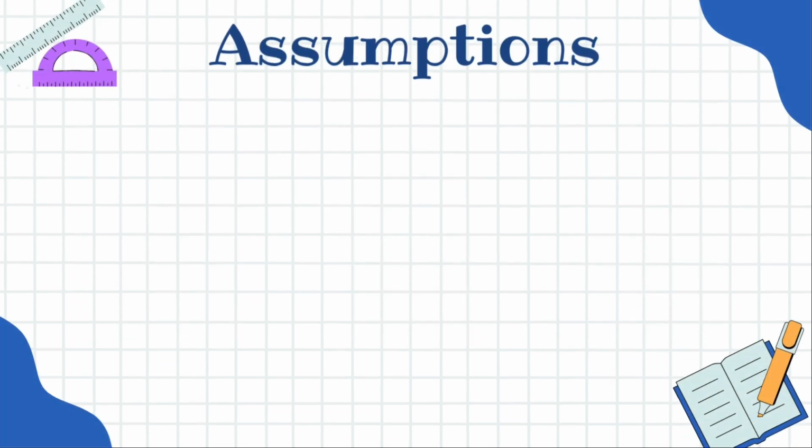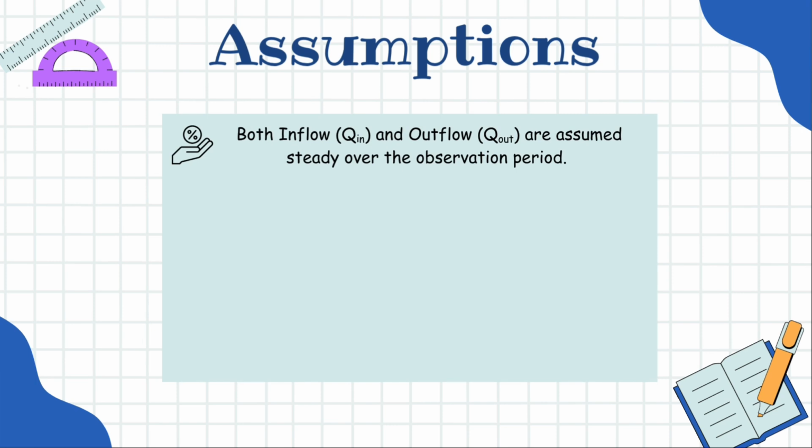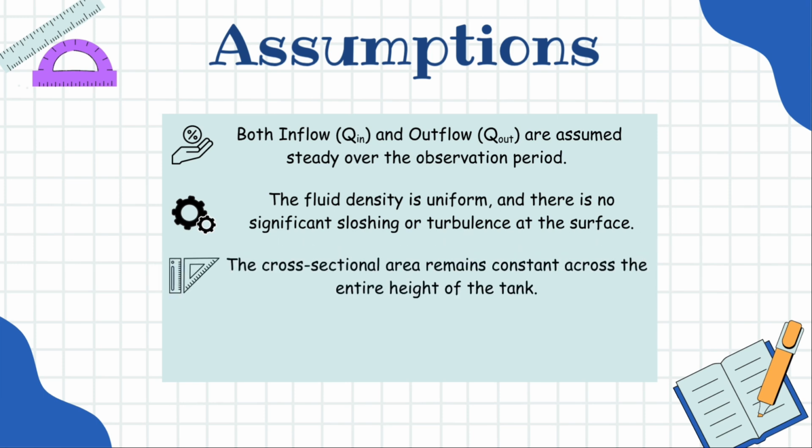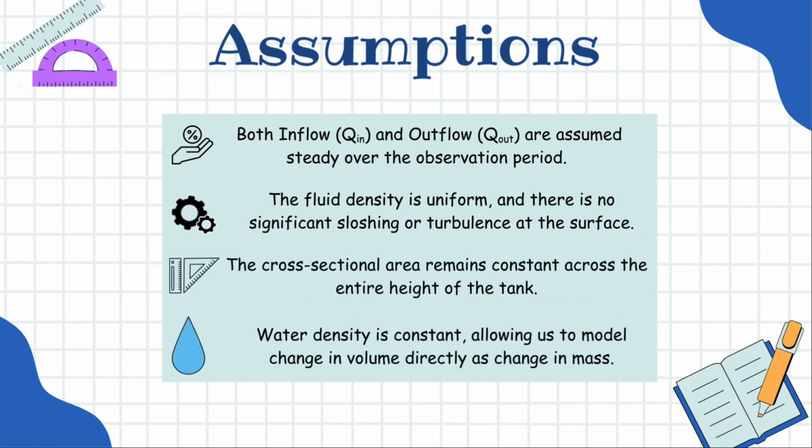To build a reliable and solvable mathematical model, we apply 4 core engineering assumptions. First, both inflow and outflow are assumed steady over the observation period. Second, the fluid density is uniform and there is no significant sloshing or turbulence at the surface. Third, the cross-sectional area remains constant across the entire height of the tank. And last, water density is constant, allowing us to model change in volume directly as change in mass.